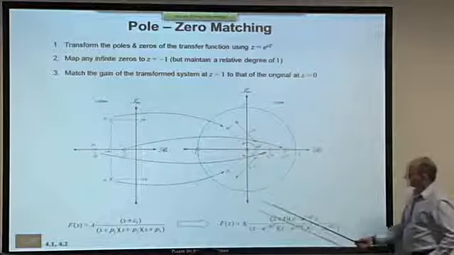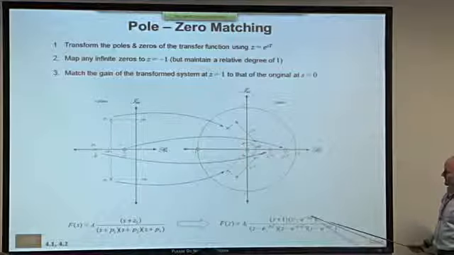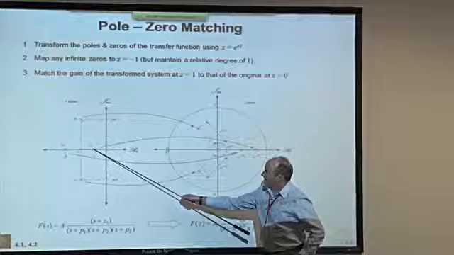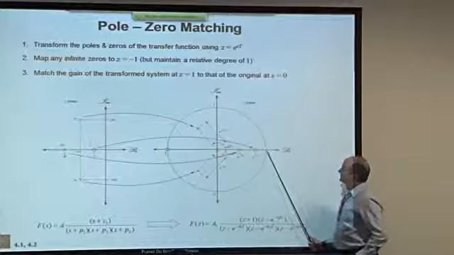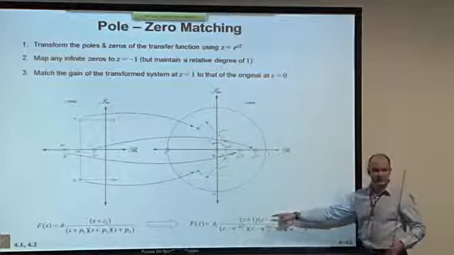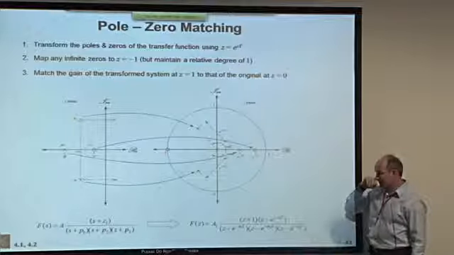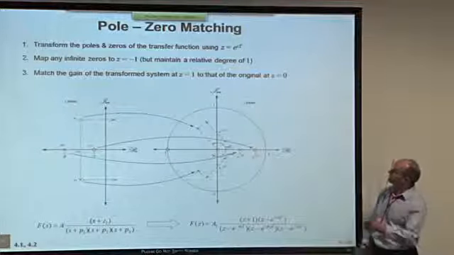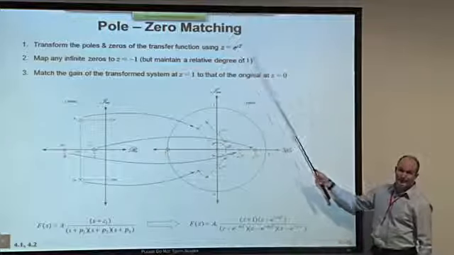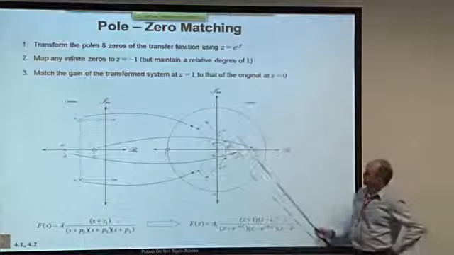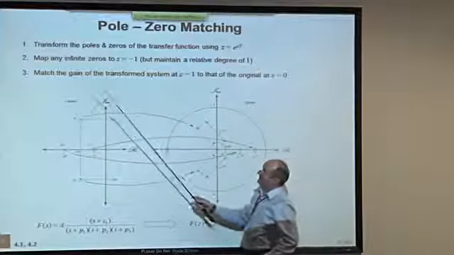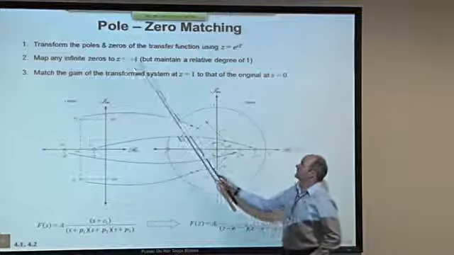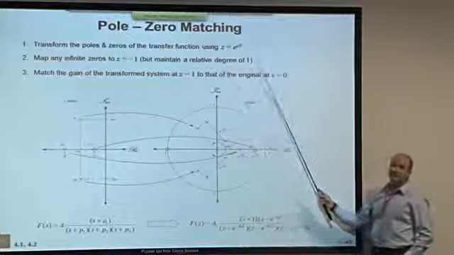s plus z1 transforms to a zero z minus e to the minus z1T. We have to arrange it that a 0 over here corresponds to 1 on the positive axis over here, which is why the minus sign comes in. And we do that for all the poles as well. So we've got 1 zero and 3 poles already transformed according to step 1. Step 2 is a significant one. It says map any infinite zeros to z equals minus 1, but maintain a relative degree of 1.